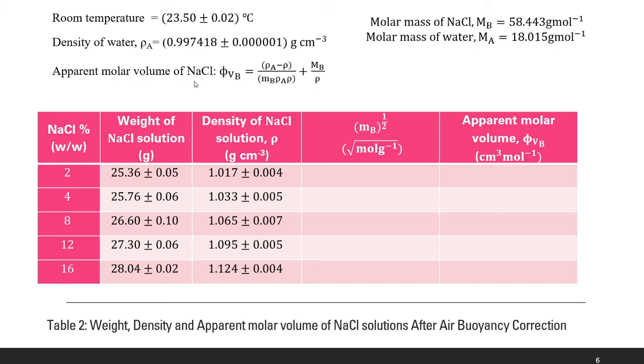the apparent molar volume is given by this equation, which is also found in your lab manual. So everything is given: the density of water, the molality, and the density of each of the solutions. That's the molar mass of NaCl, and that's rho, which is there. So all you have to do is find the square root of the molality and also find the apparent molar volume based on the equations given.